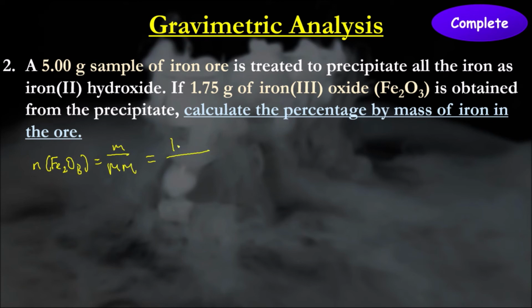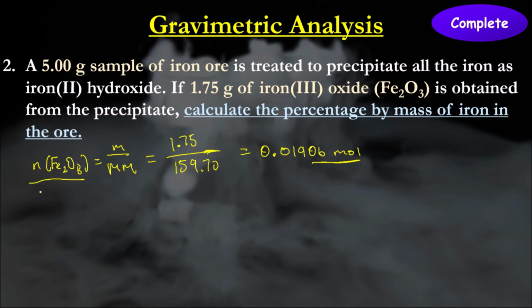The mass is 1.75. The molar mass, I'll just search that up, is about 159.70. So that gives us a number of moles of 0.01906 moles. So that's what we have of the number of moles of iron oxide.